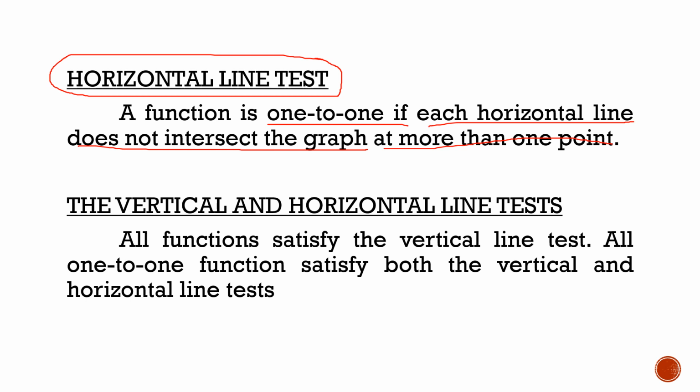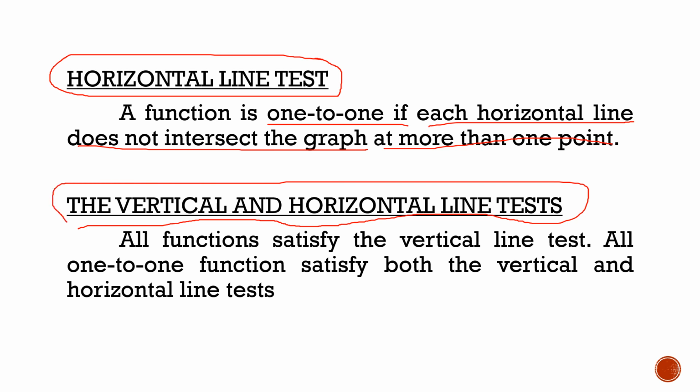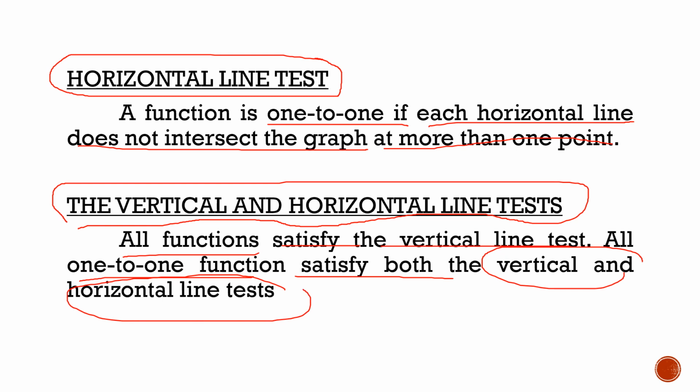Now, you really need to take note of this: the vertical line and the horizontal line test. All functions satisfy the vertical line test. Because that will be our basis, if we satisfy your vertical line test, automatically your graph is a function. But for us to check if that is a one-to-one function, we need to apply your horizontal line test. All one-to-one functions satisfy both the vertical and horizontal line tests.